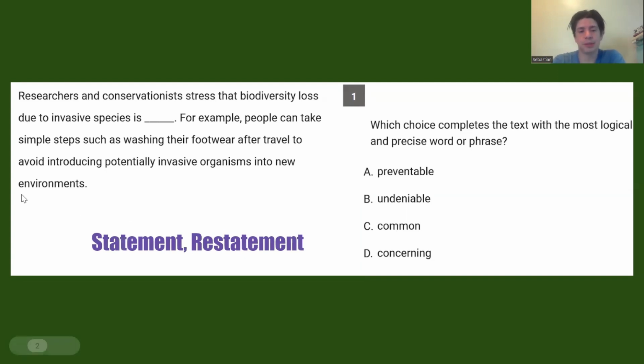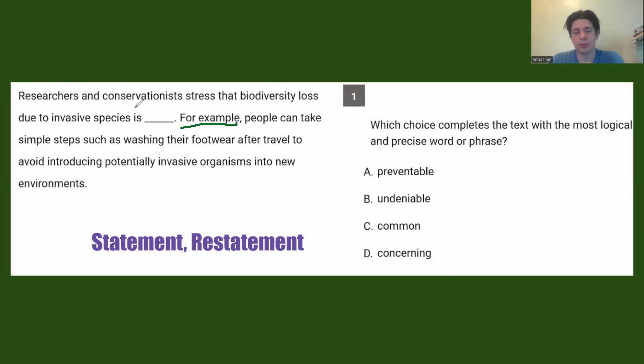Okay, so the first part is the statement with the blank, and then the second part's the restatement, right? And you can look at this here, the "for example" as the transition, right? So it shows that they're sort of connected. They're not switching each other. And then we go, for example, people can take simple steps such as washing their footwear after travel to avoid introducing potentially invasive organisms into new environments.